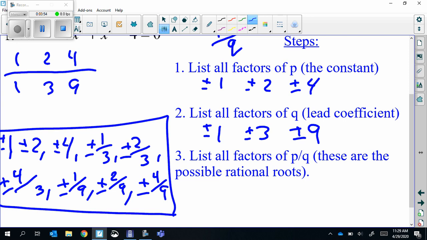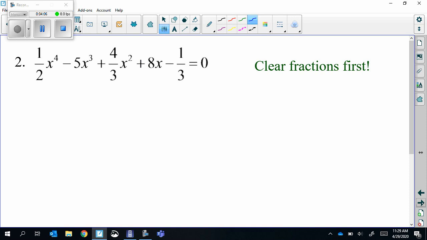Our next step would be to test those and see which ones work, which ones are actual roots. So then we would just do synthetic division and see which ones work.